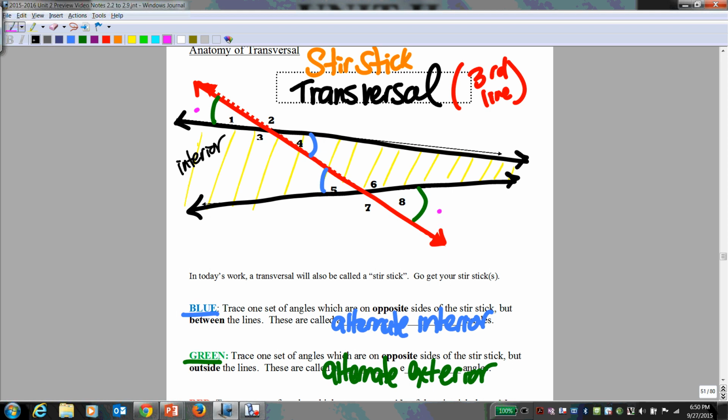4 and 5 are interior. 1 and 8 are exterior. They're outside of the two lines.